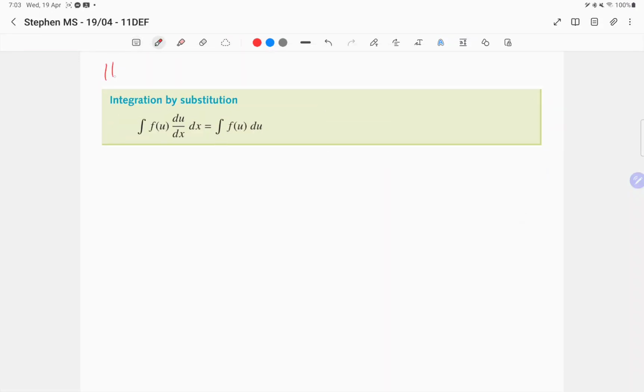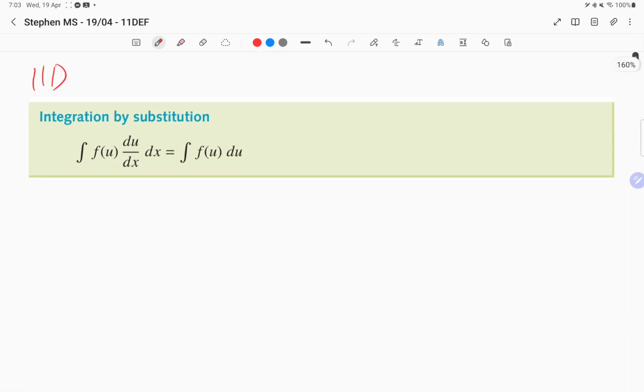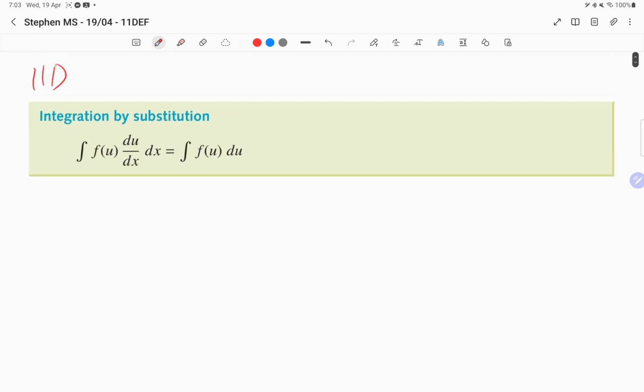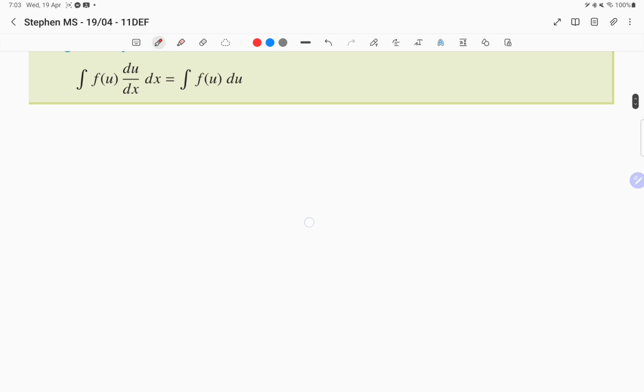So first, let's get started with 11D. You just need to memorize this, okay? Just need to memorize this. Now let me break this one down for you. So this is integration by substitution, okay?